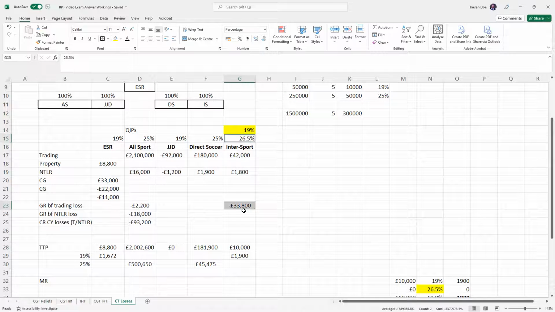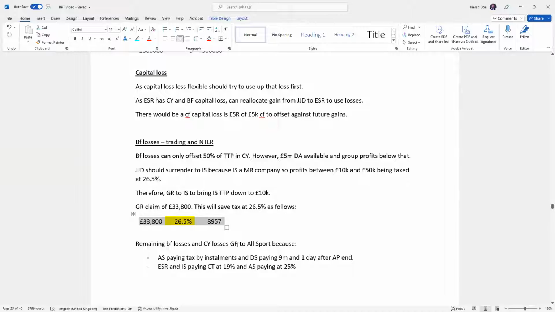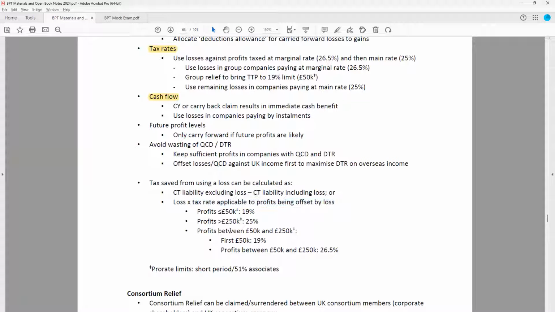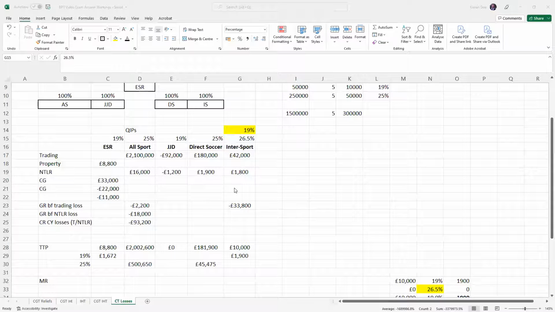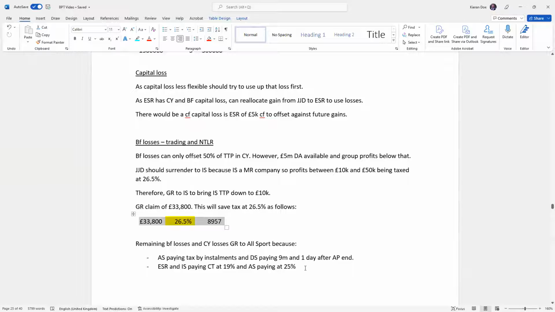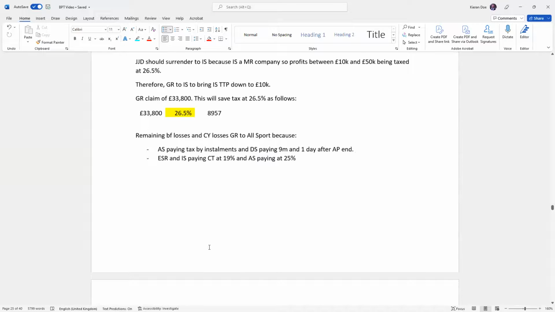Well, that was all profits falling within the marginal rate. So therefore, the tax saved on that loss was the loss, the 33.8K, multiplied by the tax rate on those profits, which was effectively 26.5%. And therefore, that's how you could work out the tax saved there.